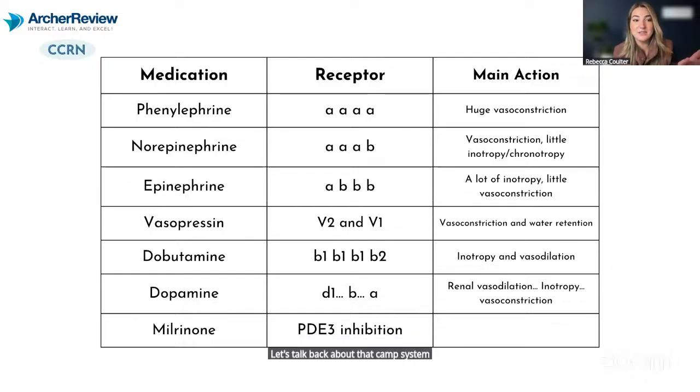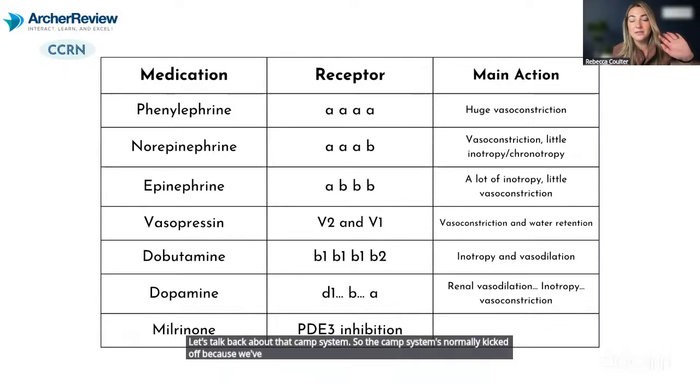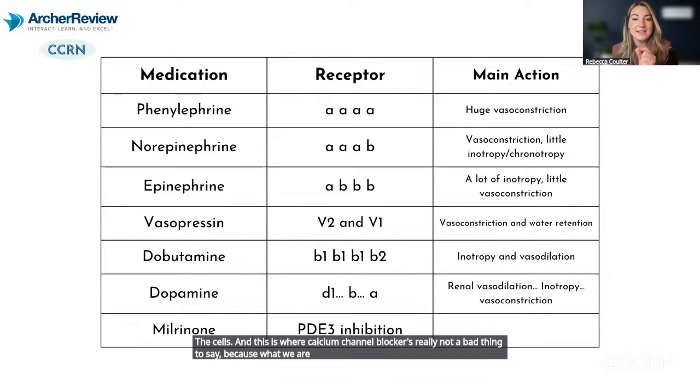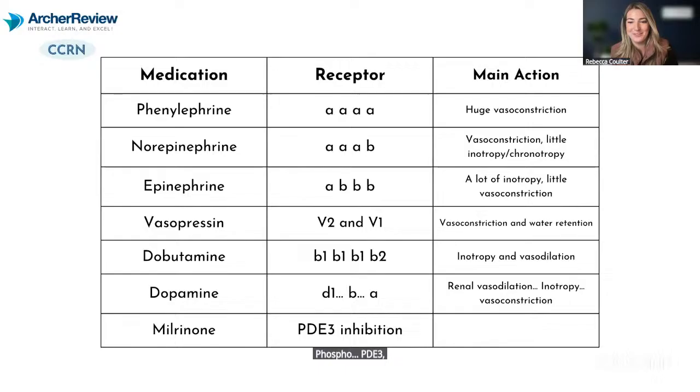So the cAMP system is normally kicked off because we've stimulated some beta receptors and we want that inotropy and contractility. So we kick off the cAMP system that's going to increase the amount of calcium in the cells. And this is where calcium channel blocker is really not a bad thing to say, because what we are inhibiting is phosphodiesterase 3. PDE3, I'm going to start saying the abbreviation.